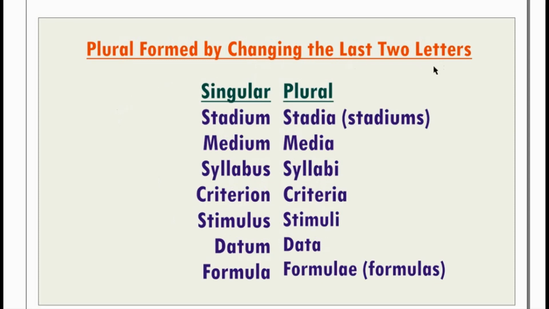Plural formed by changing the last two letters. Sometimes maybe just the last letter or the last two letters. For example, stadium, the plural can be stadia. Sometimes we have stadiums. Some of us still retain stadiums, but then we can have stadia. Medium, media. Syllabus, syllabi. Criterion, criteria. Stimulus, stimuli. Datum, data. Formula, formulae, or some of us still retain formulas.